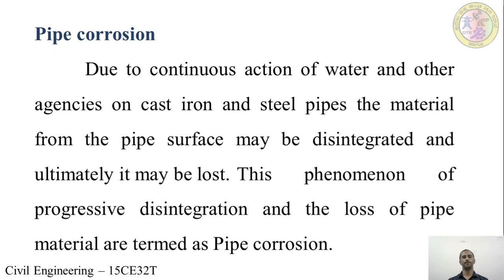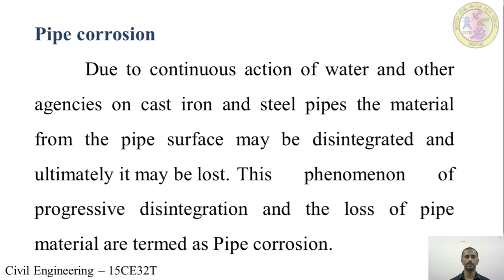Next topic is pipe corrosion. Pipe corrosion happens due to continuous action of water and other agencies on the cast iron and steel pipe material. Due to this, the pipe surface gets disintegrated and ultimately it gets lost. This phenomenon of progressive disintegration and the loss of pipe material is termed as pipe corrosion.